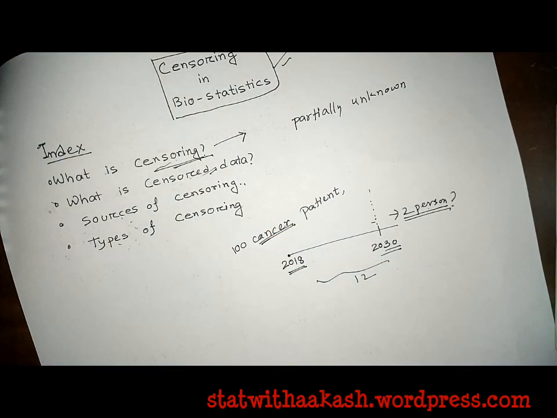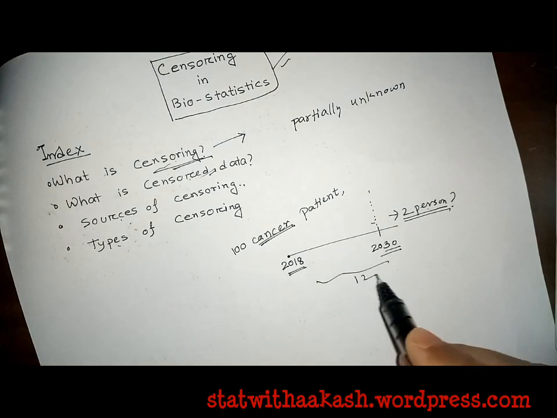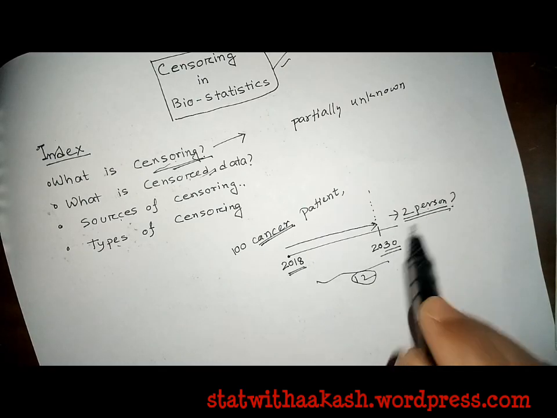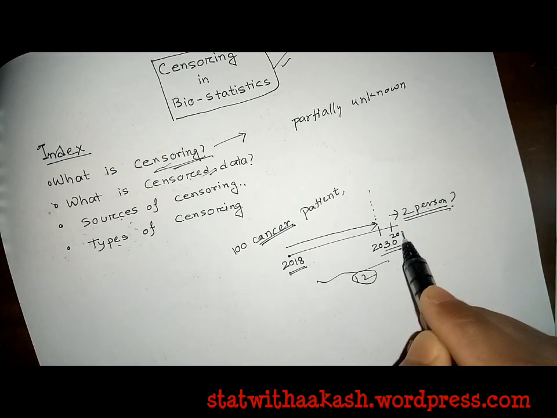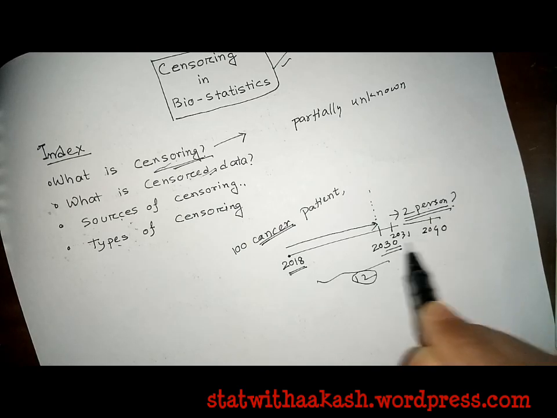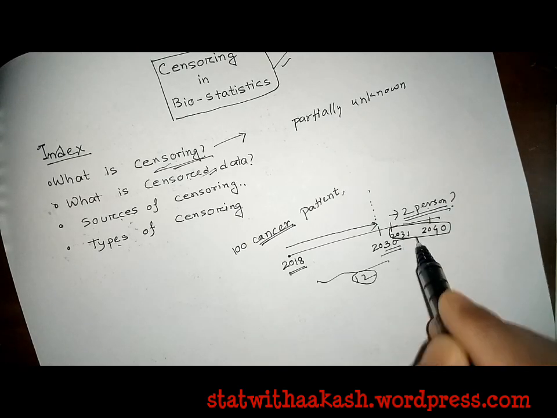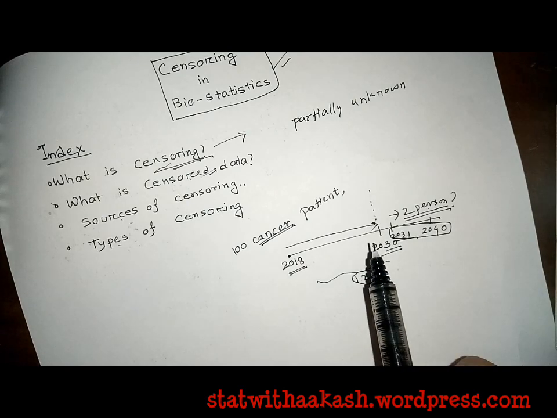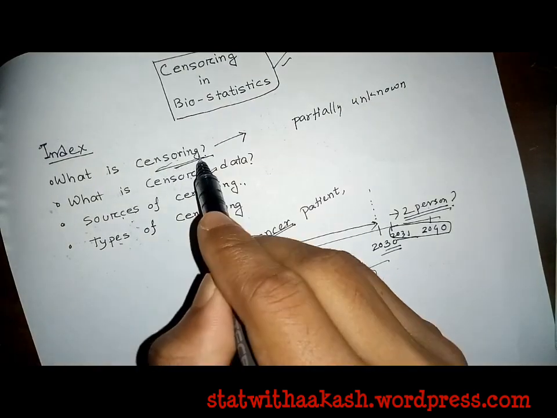As you know, this person will live for 12 years from 2018, but not exactly, because they can die in 2031, they can even die in 2040. You don't know this time. So this is termed as censoring in biostatistics. So we have learned what is censoring.